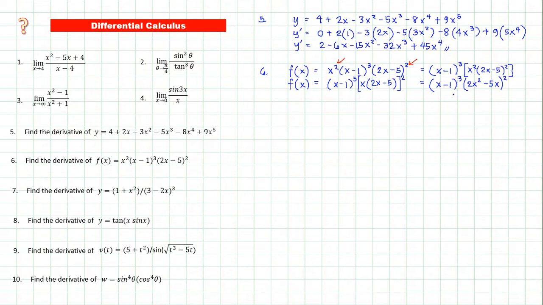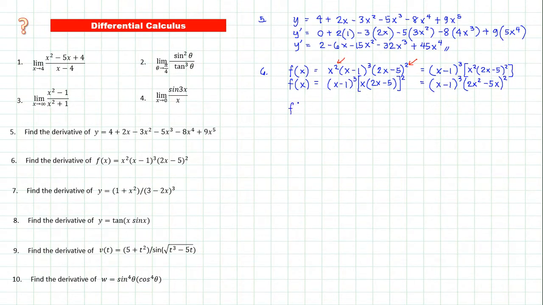So now we are narrowed down to two functions, or two expressions, dun sa ating product rule. Pwede na natin gamitin yung product rule. The product rule says that the derivative ng isang function na merong product ng dalawang function is yung ating first function muna daw, di ba? So f prime of x is equal to the first function which is (x minus 1) raised to the cube. So siguro ilipat na natin siya ng line.